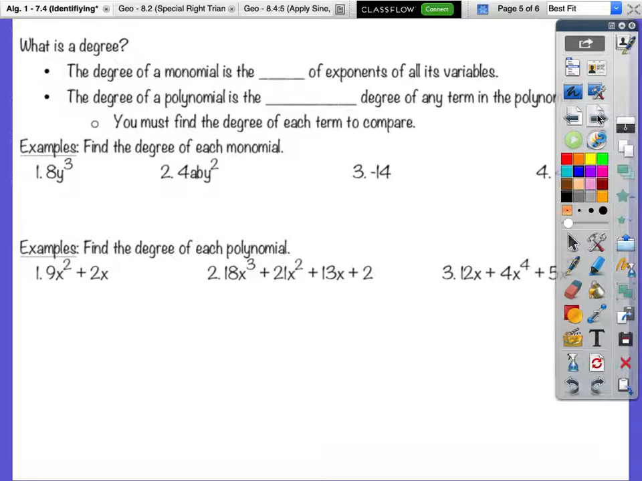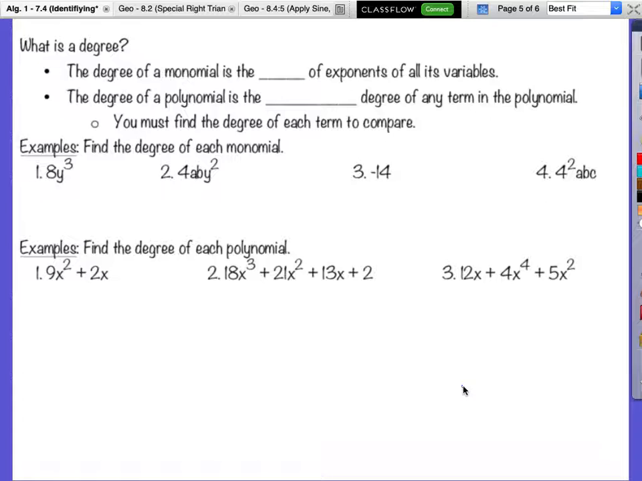So, we're going to talk about degree. So what is a degree? The degree of a monomial, remember 1 term, is the sum of exponents of all its variables. What does sum mean? What operation does that mean? Addition, awesome. So to find the degree of a monomial, we'll add all of the exponents of the variables.